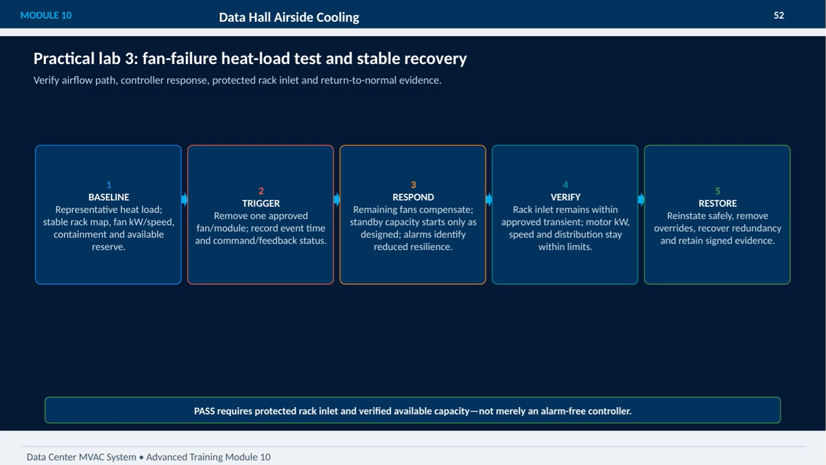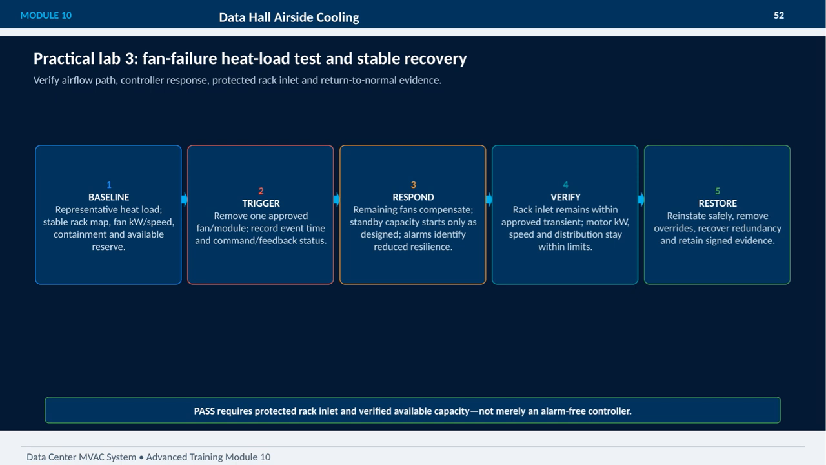feedback status. Next, we observe the response where the remaining fans compensate and standby capacity activates only as designed, while alarms warn us of reduced resilience. Following that, we verify that the rack inlet temperature stays within approved transient limits, and that motor power, speed, and distribution remain within set parameters.